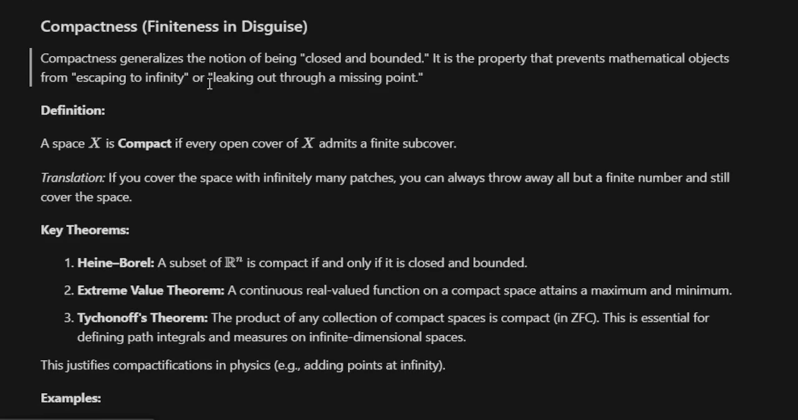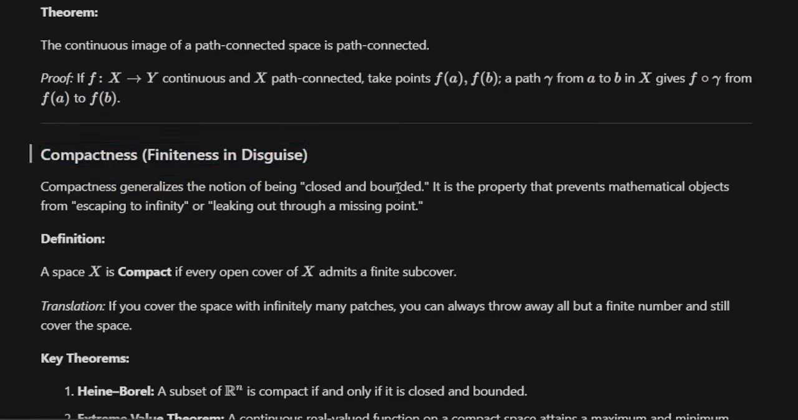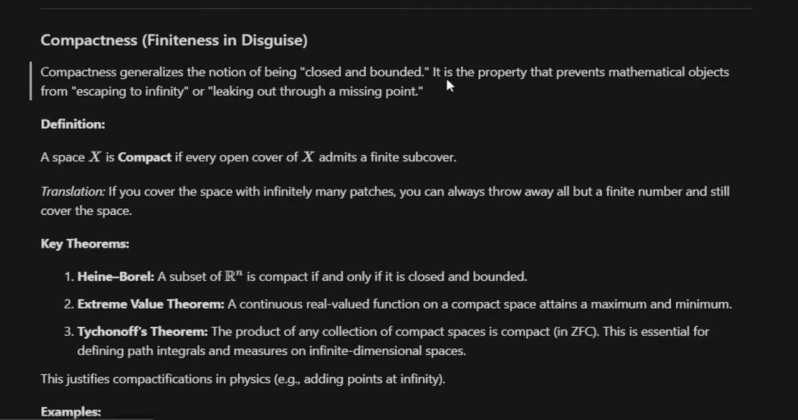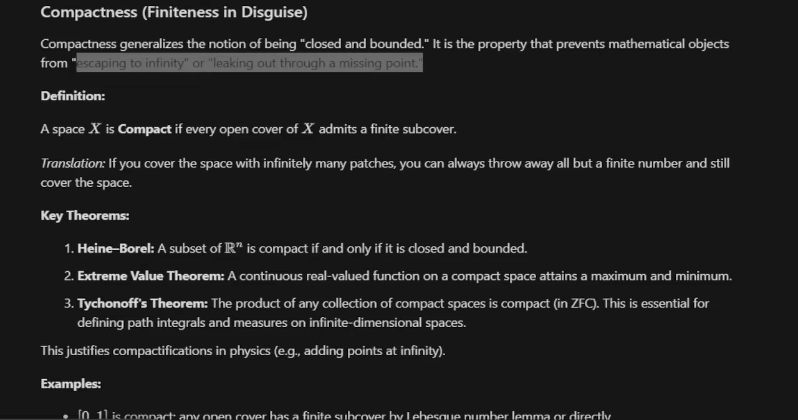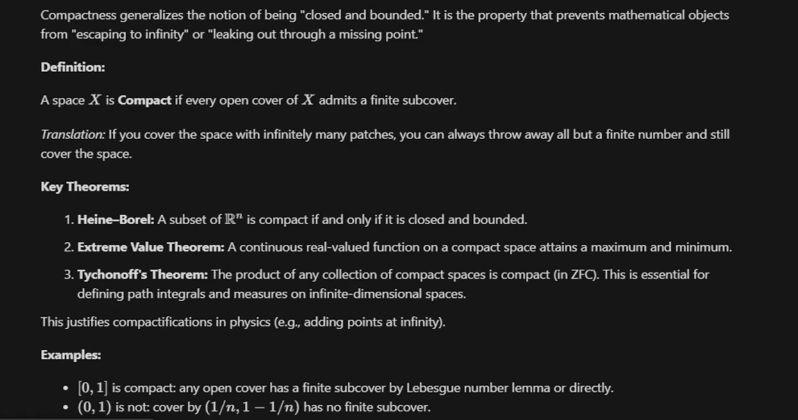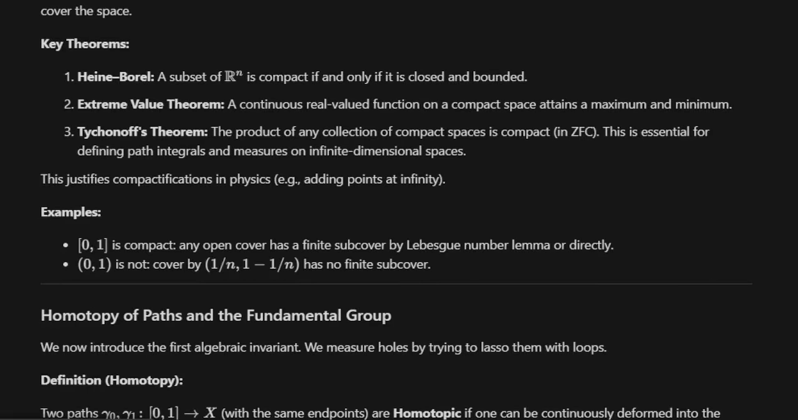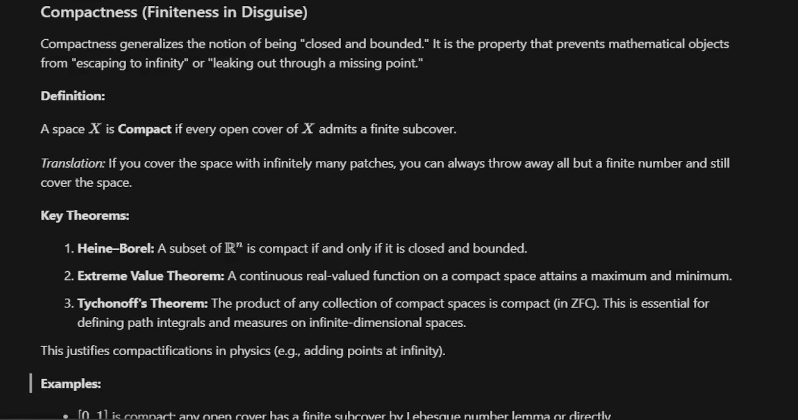So, compactness: finiteness in disguise. Compactness generalizes the notion of being closed and bounded, right? And again, this just prevents the mathematical objects from escaping to infinity or leaking out. This is a very misunderstood concept, because in Euclidean space we say a set is compact if it's closed and bounded, but bounded usually requires a ruler. So how do we define smallness without a metric? What we have to do that is with information, okay?